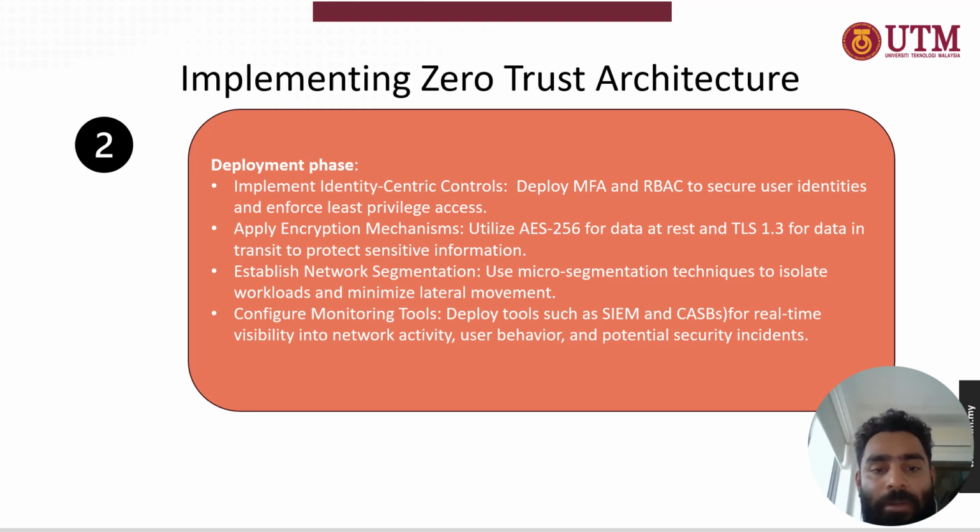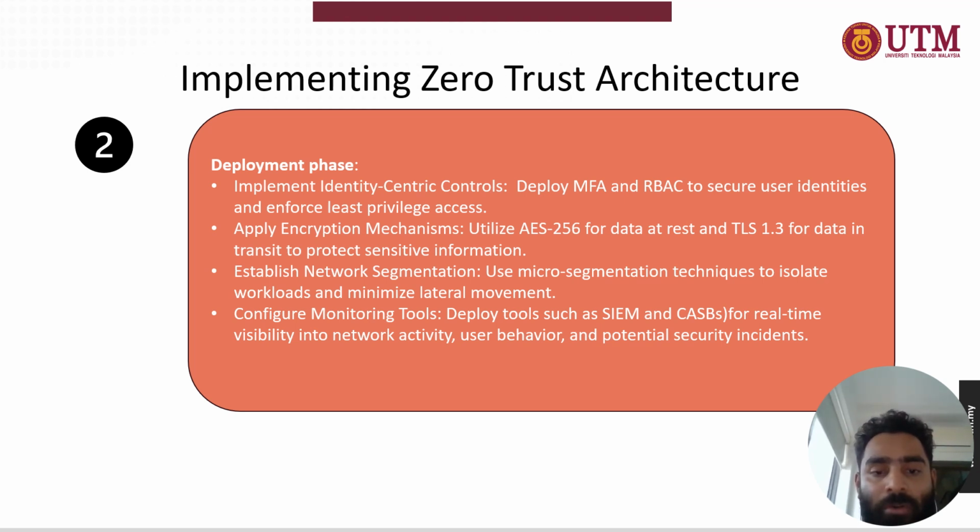The second phase is the deployment phase. In the deployment phase, the first point is implementing identity-centric controls. Deploy multi-factor authentication or a role-based access control system to verify user identities and enforce least privilege access. Then apply encryption mechanisms, which is very important as well. We can utilize AES-256 for data at rest, or TLS 1.3 for data in transit, to protect sensitive information. Then establish network segmentation. Use micro segmentation technologies to isolate the workloads and minimize lateral movement.